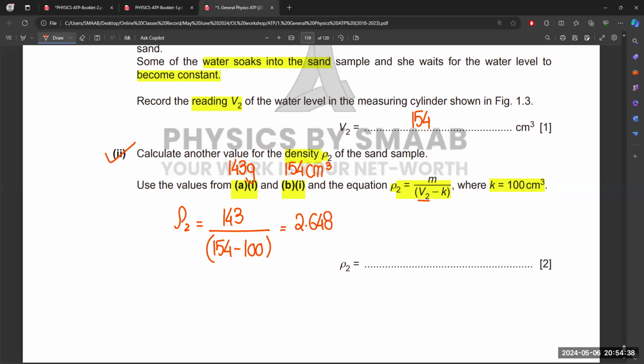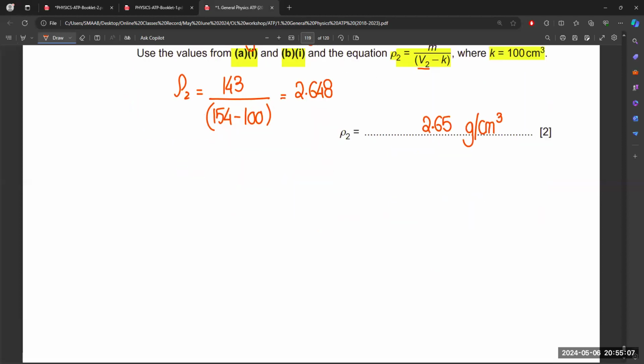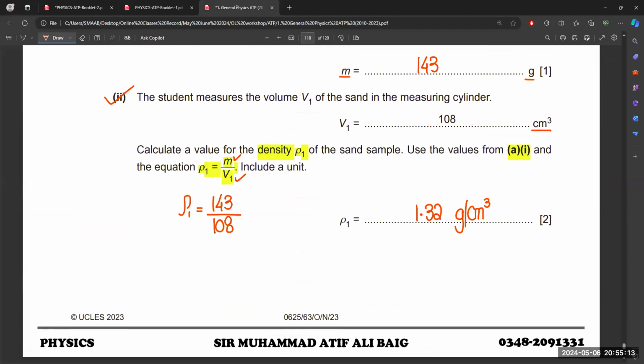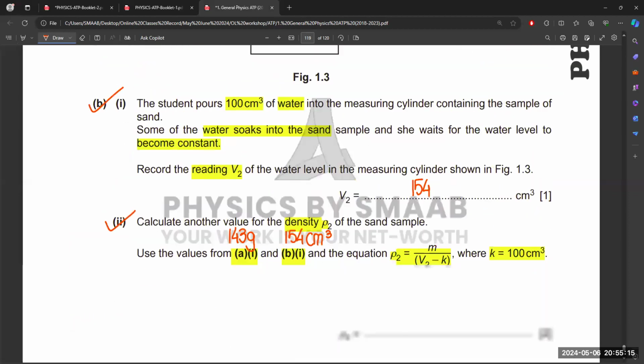Okay, normally in a theoretical paper, we try to write answers in two significant figures. But in ATP, it is not compulsory to write all answers in two significant figures. You may also write your answer to three significant figures, right? So 2.65 is also fine for your answer, right? And the SI unit. Okay. So you can see 2, 3, 4, 5, 6. This is a 6 mark question till now.